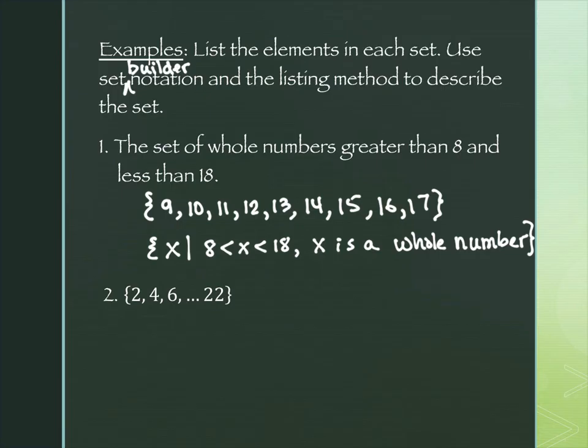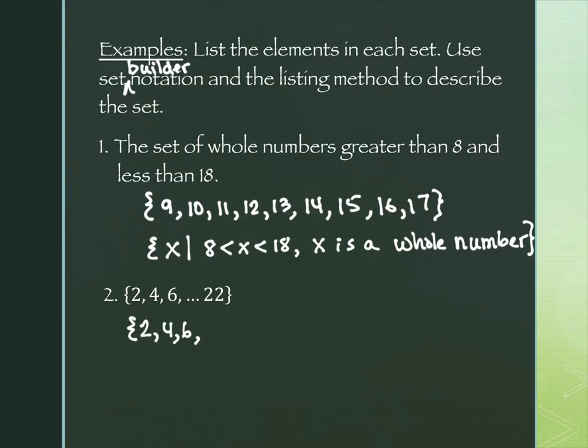Okay, number two. Number two actually kind of looks like a listing method already. So what do you think it means if it's asking you to write this in the listing method? Yeah, complete it. Fill it in. The dot, dot, dot is just going to be filled in. So we're going to start with our curly brace. We have our 2, 4, and 6. And then we're going to fill it in.